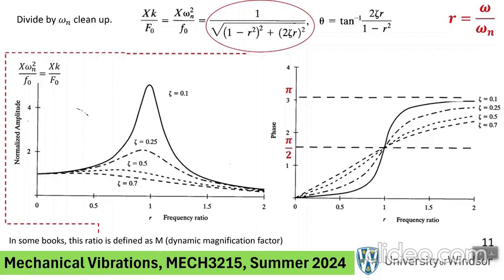Remember, big F naught over K: if I divide by K, F naught over K is a static deflection. No cosine stuff. So this dynamic magnification factor tells you by how much we have to multiply the value of static deflection to get the dynamic amplitude. Okay, think about it.